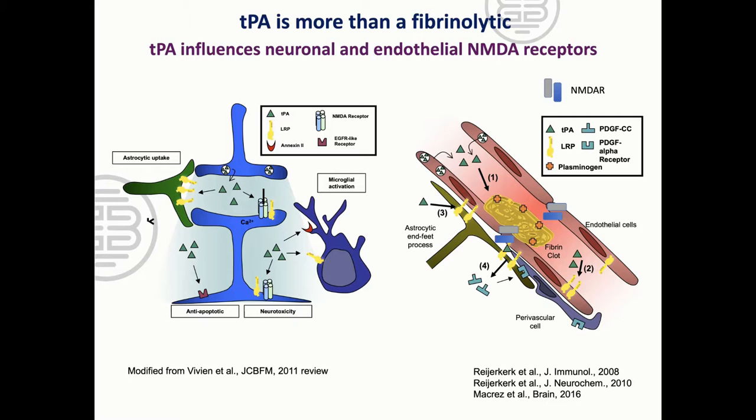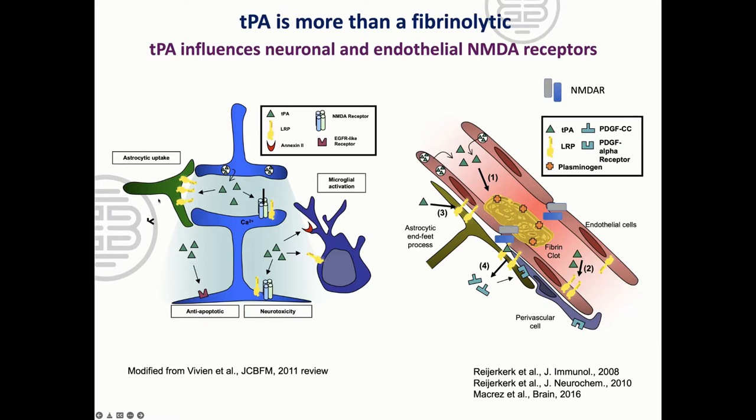And we demonstrated that the vascular TPA, by interacting with this kind of NMDA receptor in endothelial cells, promotes inflammatory processes, transmigration of inflammatory cells from the circulation to the brain tissue. So which means that we have at the end 3 main effects of TPA. One, which is clearly beneficial in the context of stroke, due to its fibrinolytic activity, promoting clot lysis, recanalization, and reperfusion of the tissue, and 2 deleterious effects.